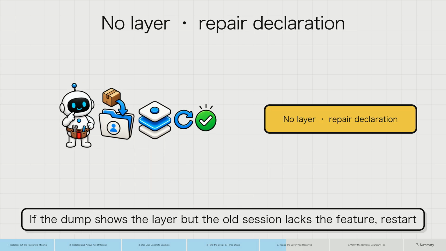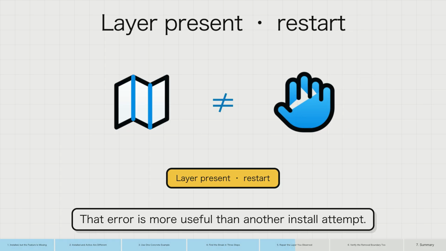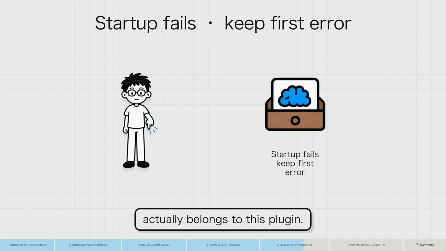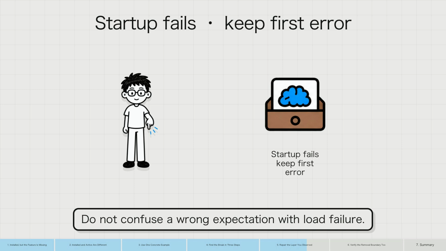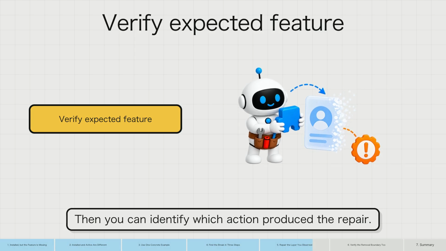If the dump shows the layer but the old session lacks the feature, restart the profile. If startup fails, keep the first loading error. That error is more useful than another install attempt. If startup succeeds, confirm that your expected command or interface actually belongs to this plugin. Do not confuse a wrong expectation with load failure. Change only one layer at a time. Then you can identify which action produced the repair.